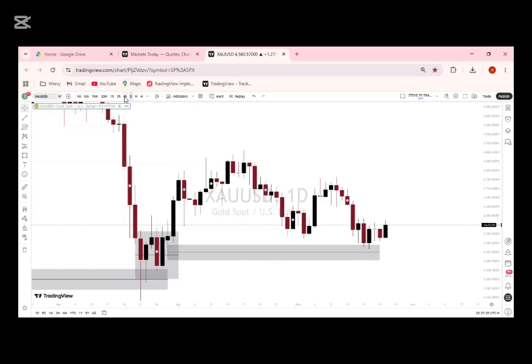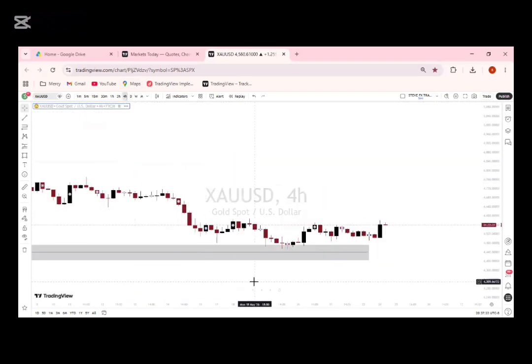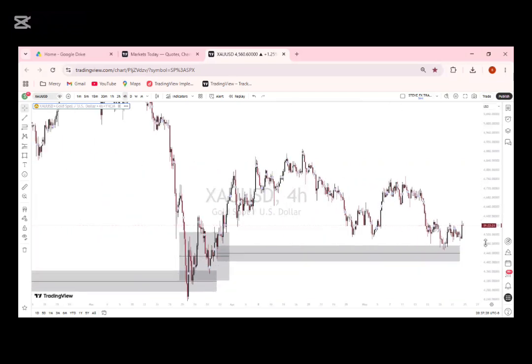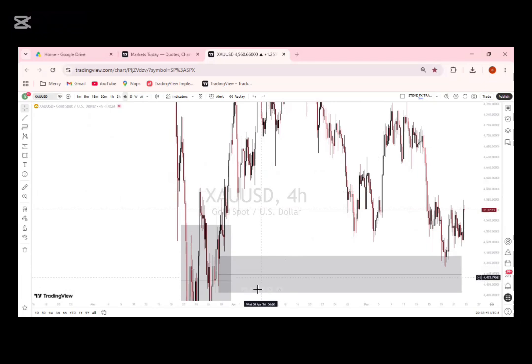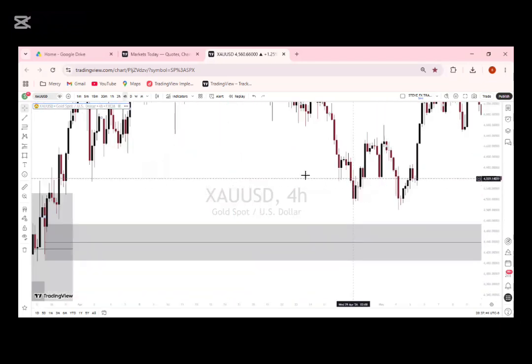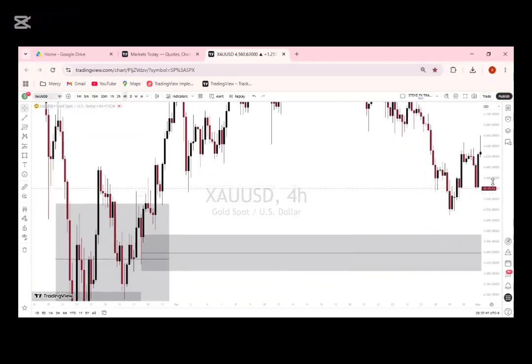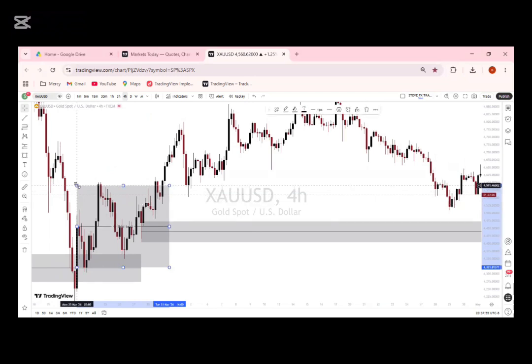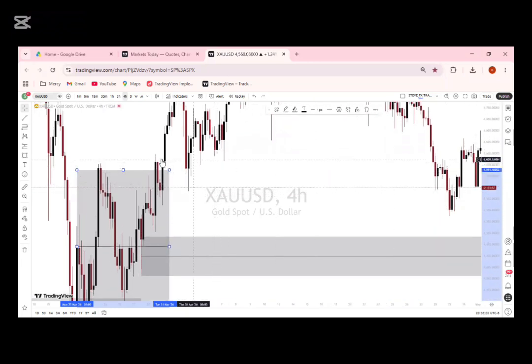So let's go down to the lower time frame. Sorry, the 4-hour time frame. This is our entire order block range from the daily time frame. So when we come here, we are going to look for an order block within that daily time frame zone.